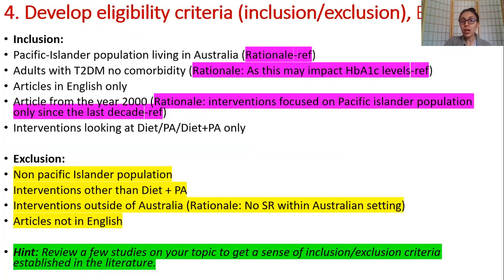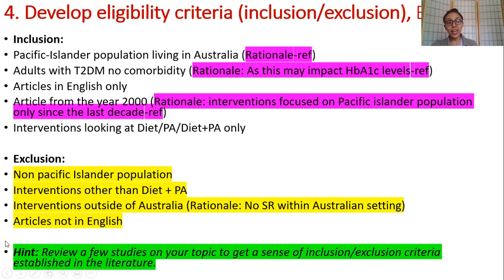Then you have to develop your eligibility criteria. Your eligibility criteria includes both your inclusion and exclusion criteria. This is a very, very important step because this gives you further clarity and understanding of what type of articles you're aiming to include in your systematic review. Okay, so that's why having clear-cut eligibility criteria is so very much important.